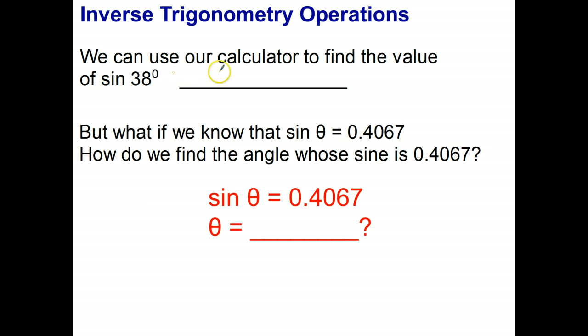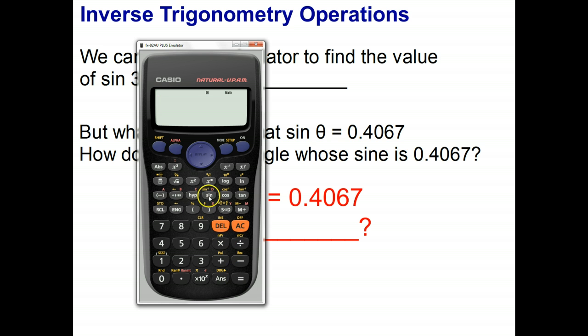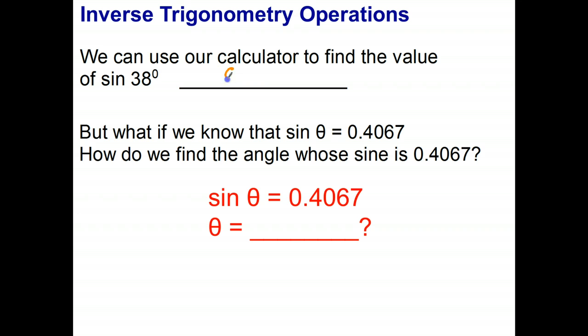Okay, so we can use our calculator to find the value of sine of 38. We've learned how to do that. So let's just go ahead and do that question. We just click on the sine button, type in the angle, and press equals. And round it off to say 2 decimal places, we get 0.62. So that's finding the sine.